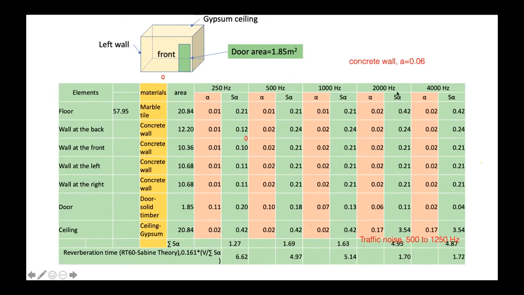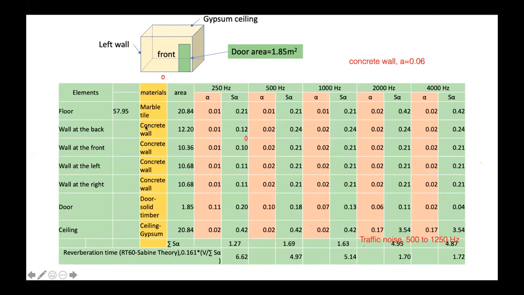To get these values, for example, let's say our floor here is marble. I don't give you the measurement, but I give you the area, 20.84 square meters, for example. The alpha for marble is 0.01 for 250 Hz, 0.01 for 500, 0.01 for 1000, and so on. For the information about the alpha, you can get it from a reference, from the book, or from the manufacturer. If you don't have that, you need to bring it to the lab and test it to get the value.